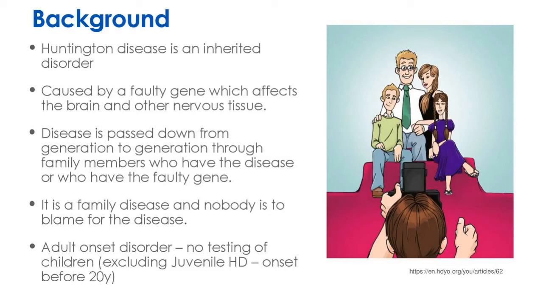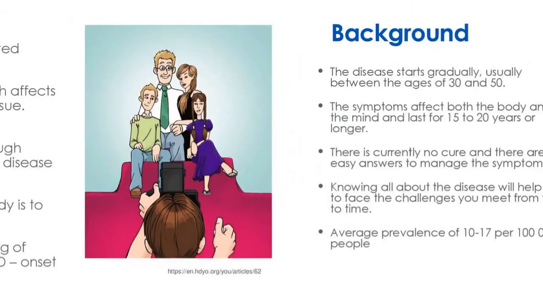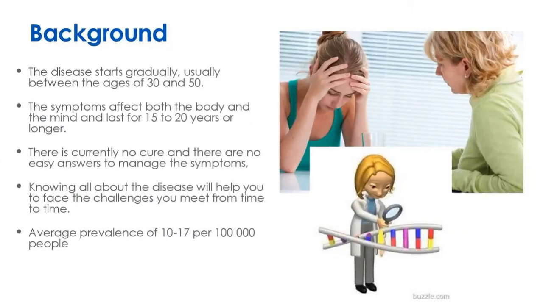It is generally an adult-onset disorder, and children under the age of 18 are not really eligible for testing, excluding juvenile Huntington's, where the onset of symptoms may be before the age of 20. So just in general, Huntington's usually starts between the ages of 30 and 50, and the symptoms last for about 15 or 20 years and affect both the body and the mind.